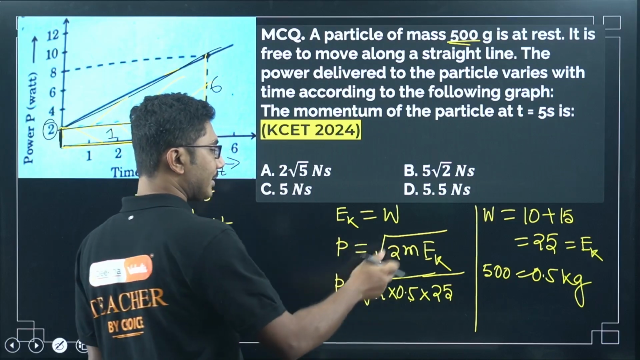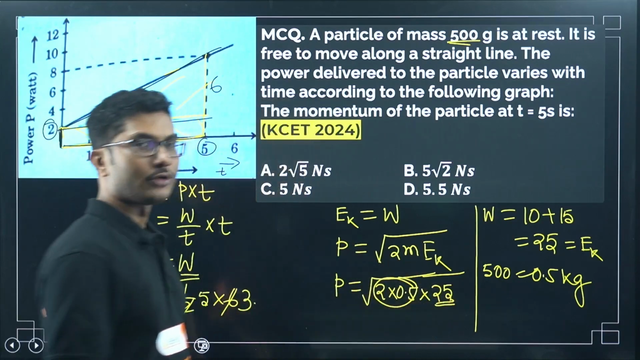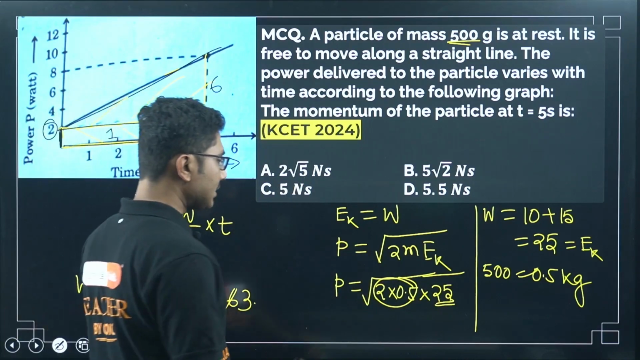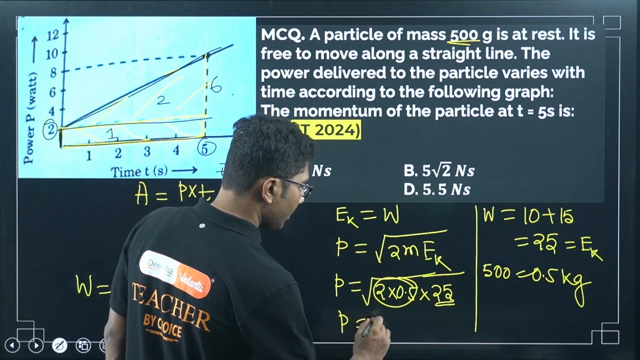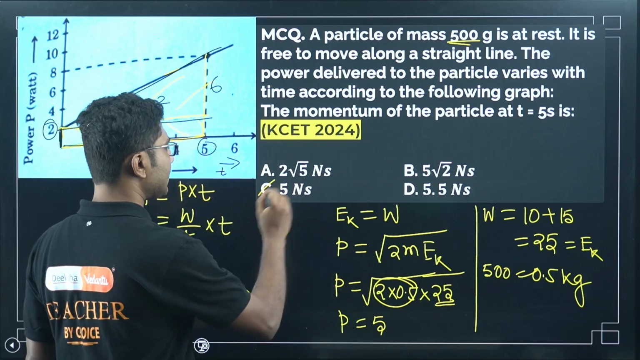Now under the square root you can simply say this is 1. Only we have to find the square root of 25. So what is the square root of 25? Simple, 5. So the answer will be 5 Newton second.